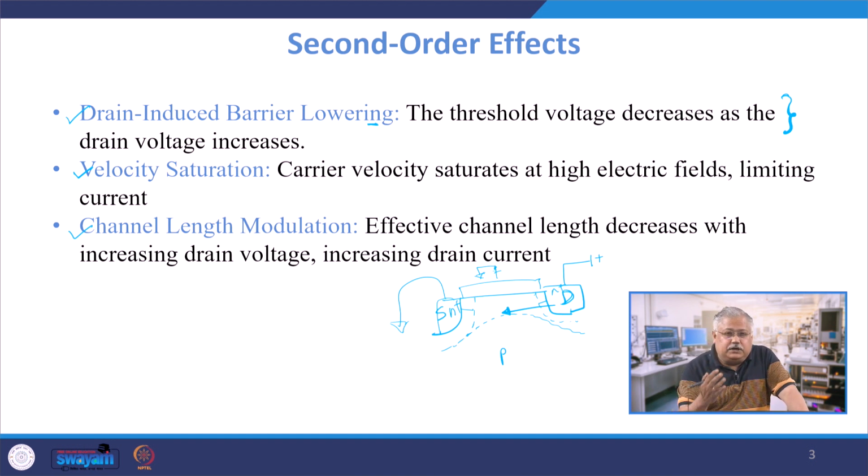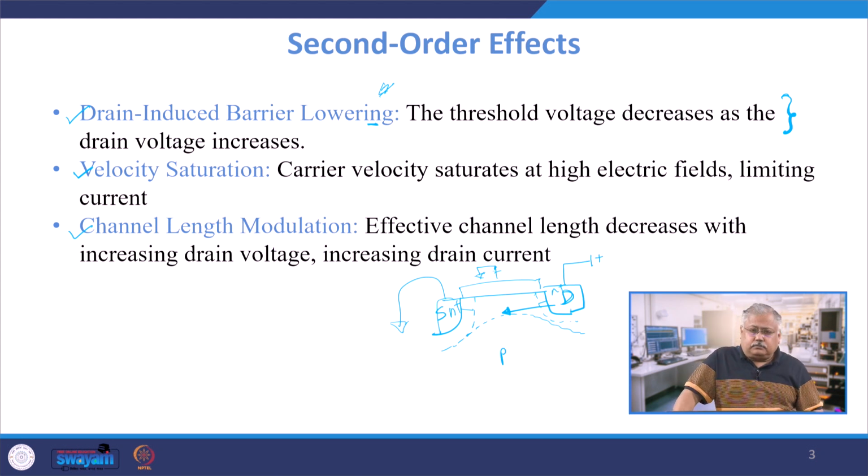So, as the drain voltage increases, since you are able to reduce the depletion thickness at the source end, the effective energy reduces, and therefore, with a smaller amount of gate voltage I will be able to form the channel. That is the concept of drain induced barrier lowering, right, and we will be concentrating on that later on.